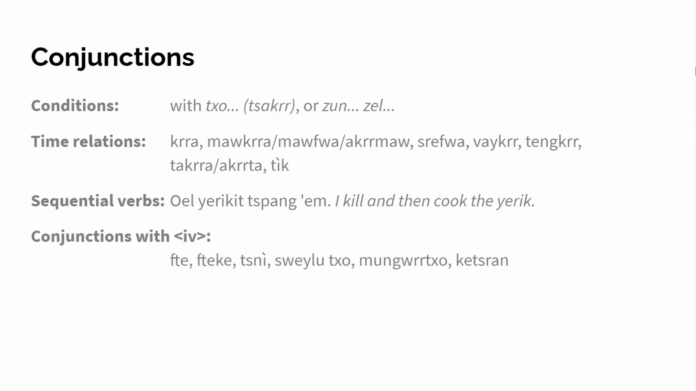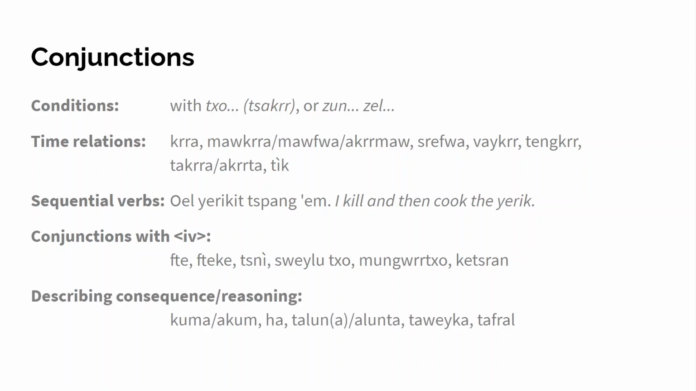There are some other conjunctions that, like to and sun zel, use the if infix in the next clause, namely fte, in order that or to, fteke, in order that not or so that not, tsne, that, which is basically used like futa with some specific verbs, and it doesn't use the if infix always, only with some verbs. Swelut o, should, mungrt o, except if, and ketran, whatever or no matter.